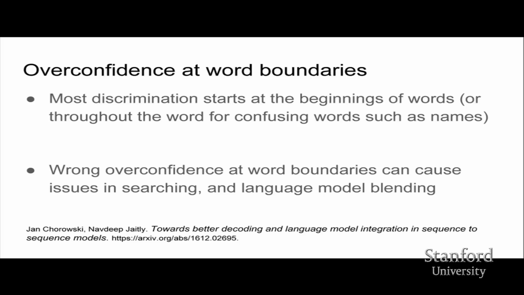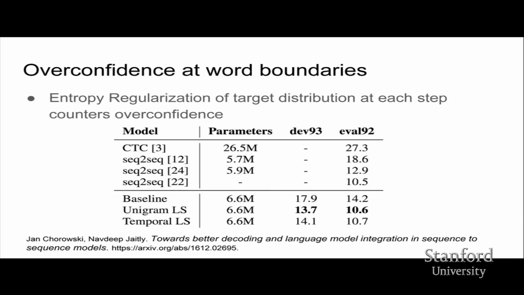The repercussion of this problem is that if you're overconfident about the wrong word, not even a language model can help you, because you've basically decided early on what the word is going to be, and you need very precise language model probabilities to get you out of the rut. So we found that there's this little technique called entropy regularization, which prevents your softmax from ever being too confident, that really just solves this problem.